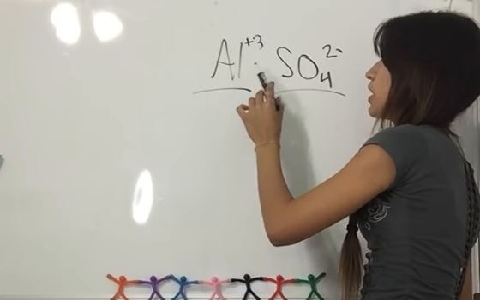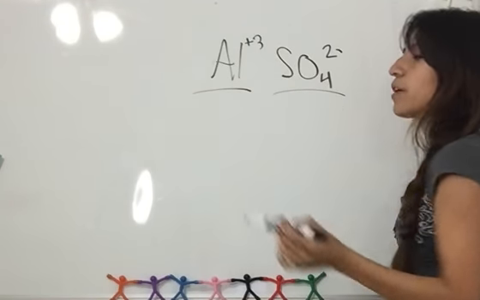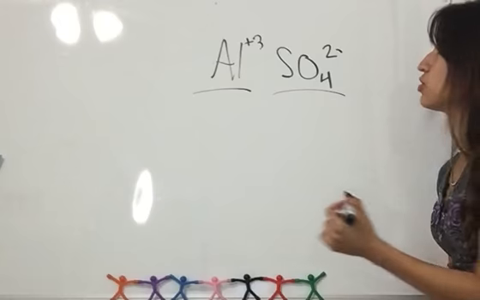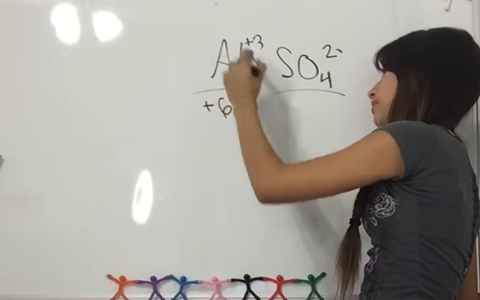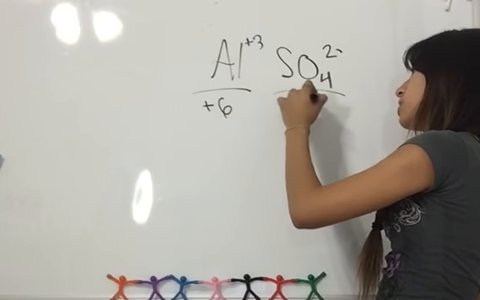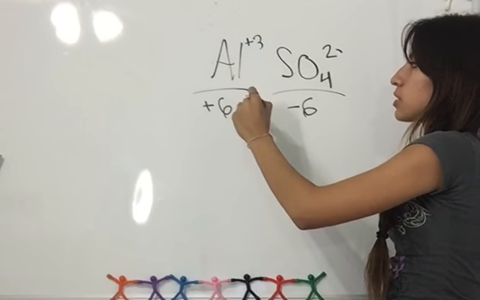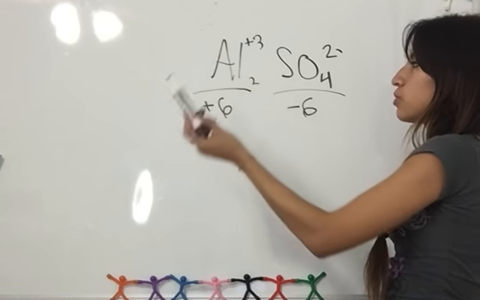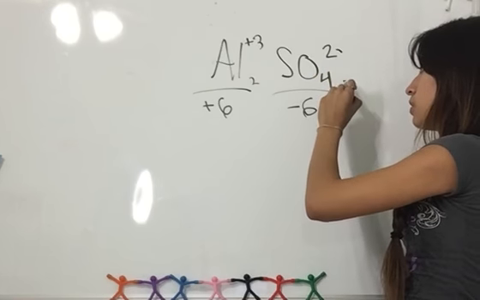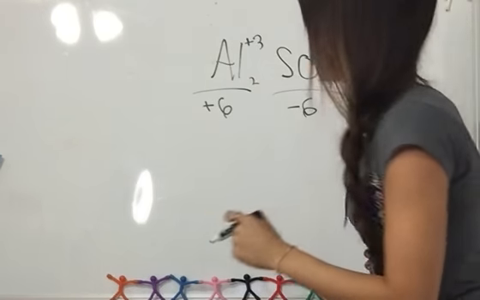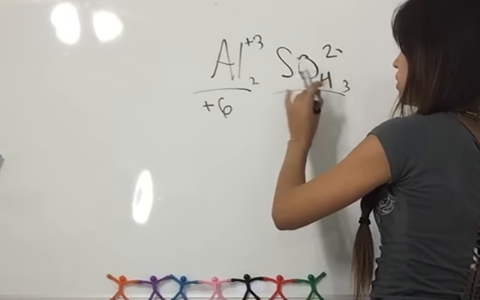So these need to be equal, and there's no way, unless you use fractions, for this to equal this, so you're going to have to find the least common factor. And all you have to do is multiply them by each other, so 3 times 2, that's 6. It's going to have a charge of 6, and they're going to be equal, so -6. So what times 3 equals 6? 2. And what times -2 equals -6? 3.